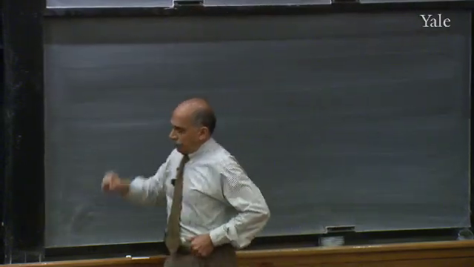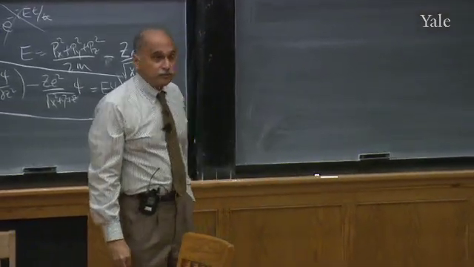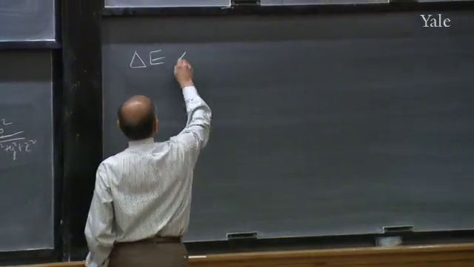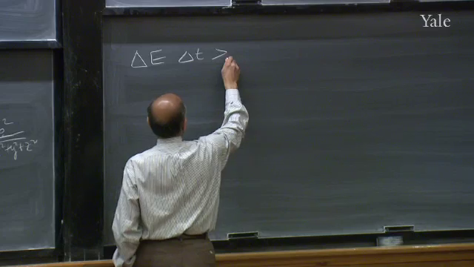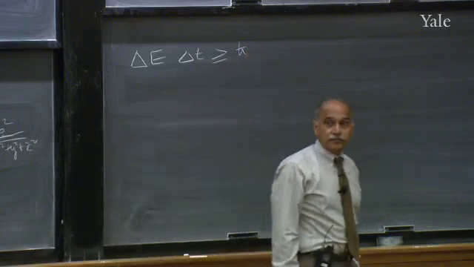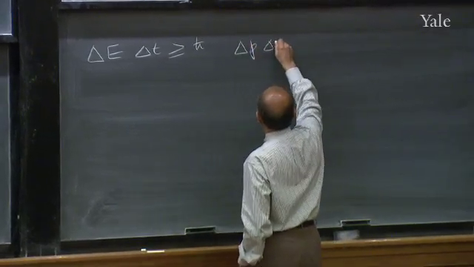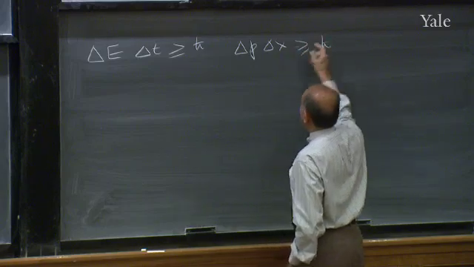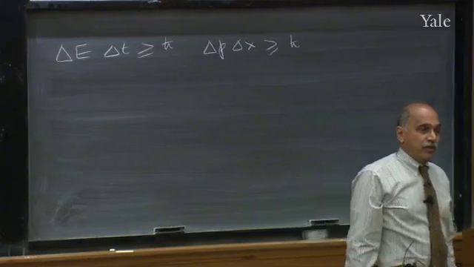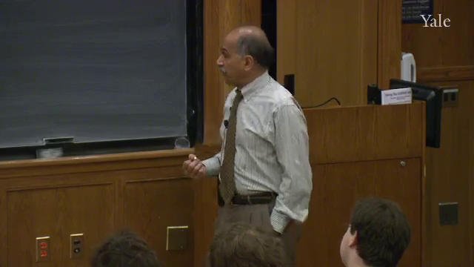Now I'm going to tell you about another uncertainty principle, which takes the following form. It says delta E delta T is roughly greater than or equal to h bar. And I've got to tell you what it means. It looks a lot like this one, delta P delta X greater than or equal to h bar, but it's very different in nature. Because X is the position of something, you can try to measure it. P is the momentum of something, you can try to measure it.